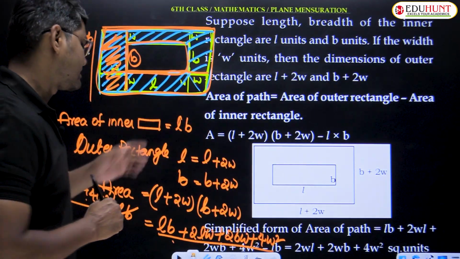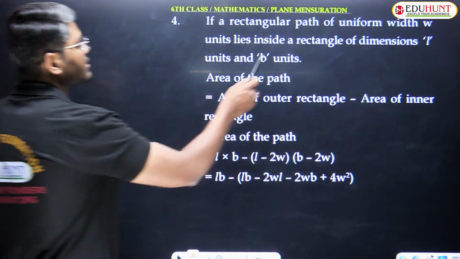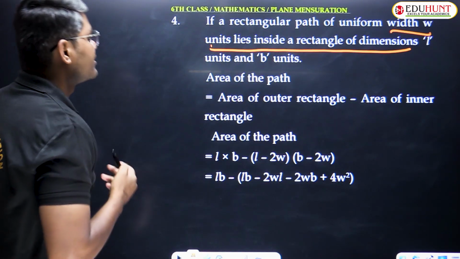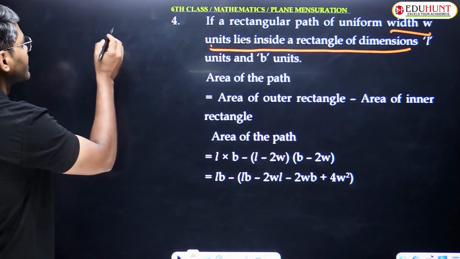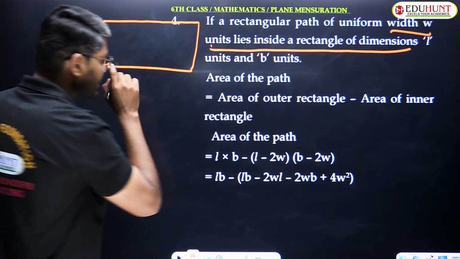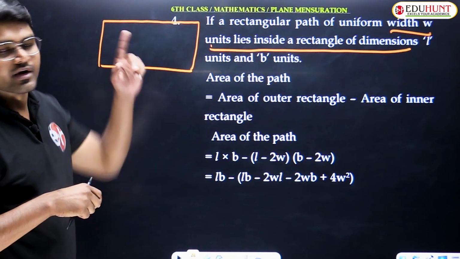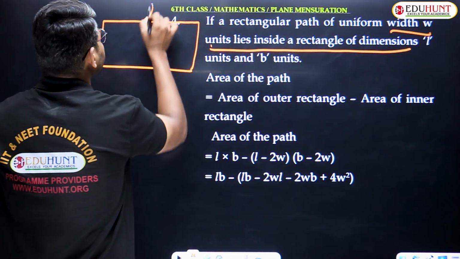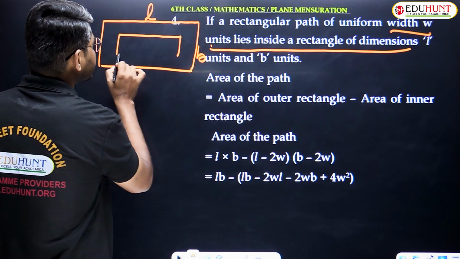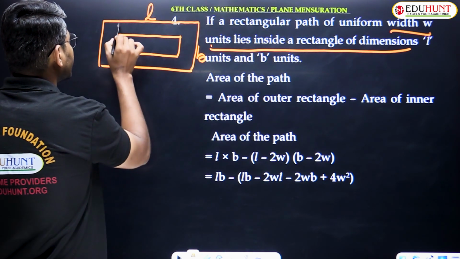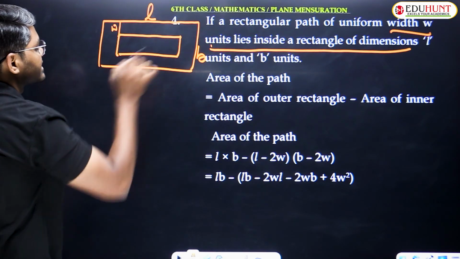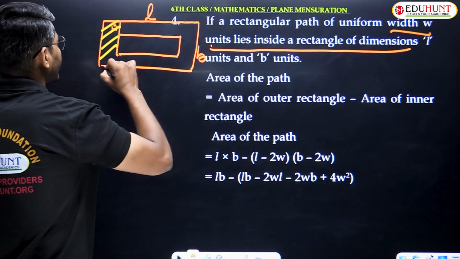Okay, let's see the next one. If the rectangular path of uniform width W units lies inside a rectangle of dimensions L units and B units. See here, in the previous question, we have taken L and B inside. Now, see here, this is L, this is B. One rectangle is there that is inside this rectangle. So, width is W here. So, now find the area of the path of this rectangle. This path area I have to find.